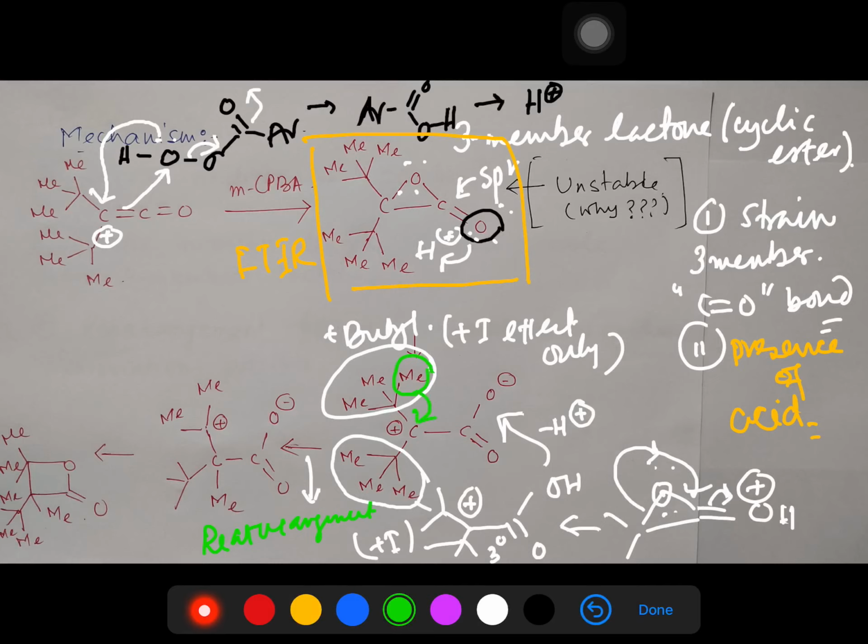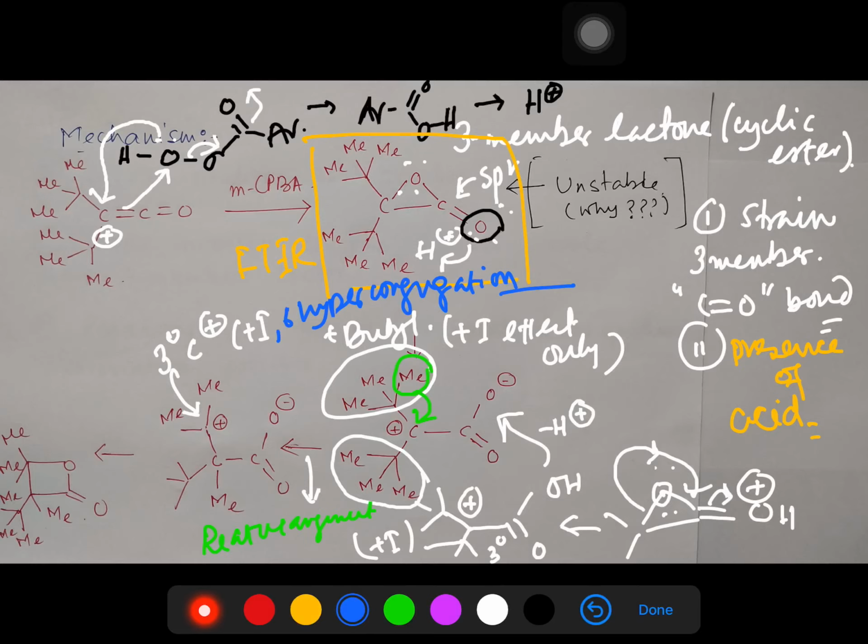So what is the consequence of this? See, this is also a tertiary carbocation. So this tertiary carbocation is produced, but it has the plus I effect as well as 6 hyperconjugation. So what do I mean? This plus I effect plus 6 hyperconjugation. So what is the advantage? This is fine, from a stability point of view, both are fine.